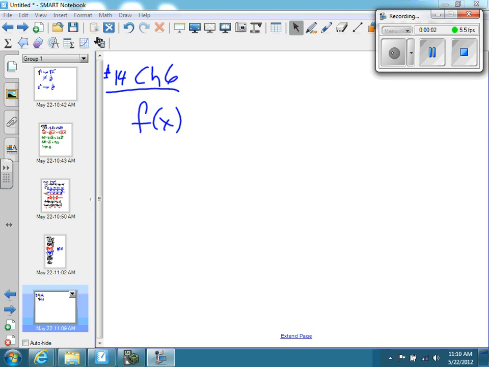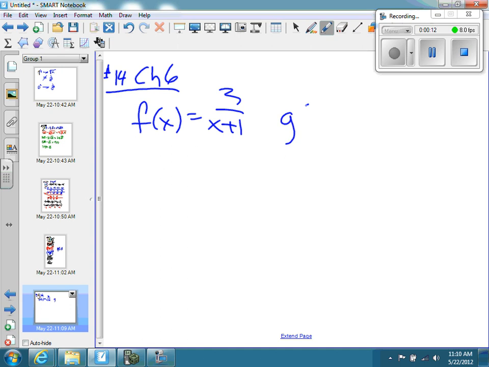f of x is equal to 3 over x plus 1. g of x is equal to (x plus 5) divided by 2. And I need to find f of g of x, and I need to find the domain. Okay?